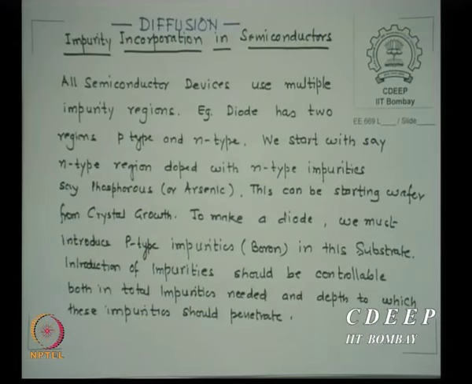So I start with the new topic, which is diffusion. The diffusion process is the most important process in semiconductor device fabrication or IC fabrication. All semiconductor devices use multiple impurity regions. A diode has two regions, P and N. A bipolar transistor has three, PNP. A MOS has substrate, source, drain, plus thin oxide plus gate.